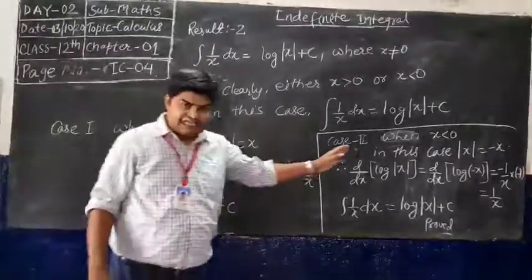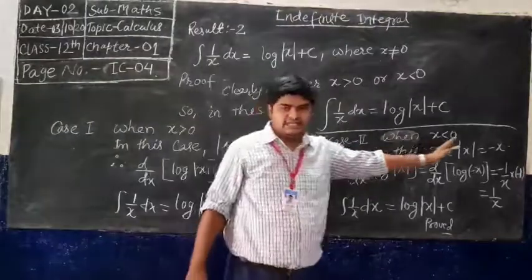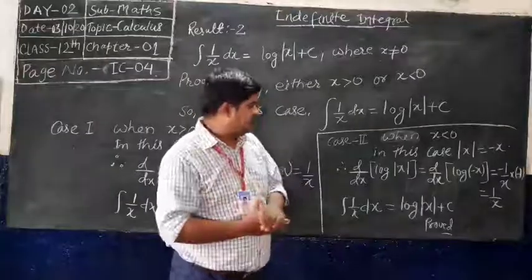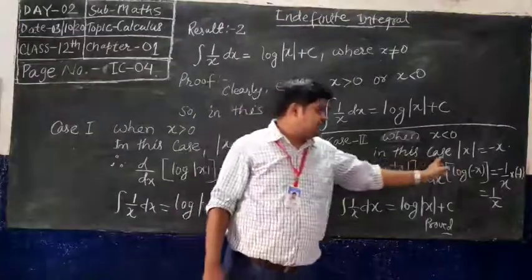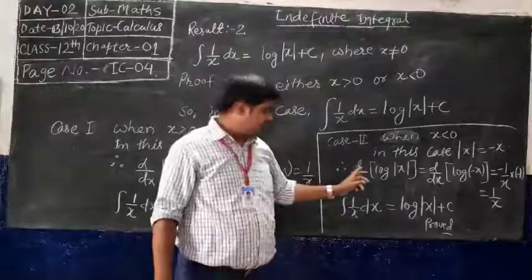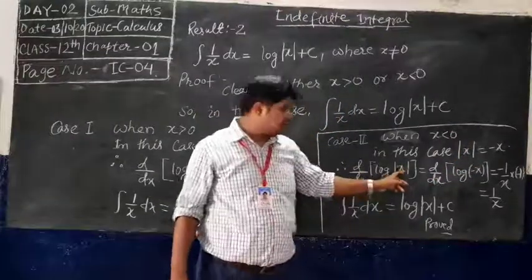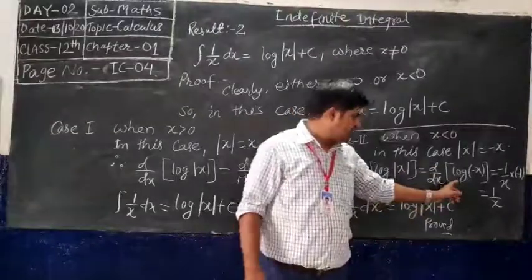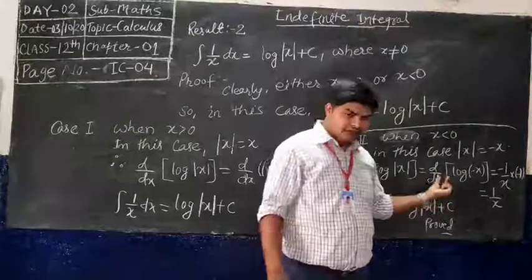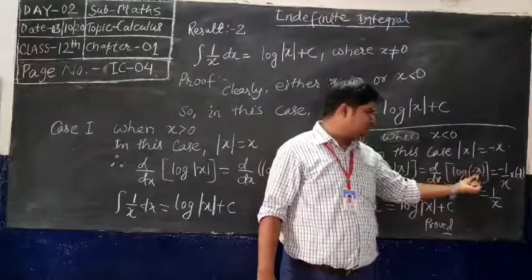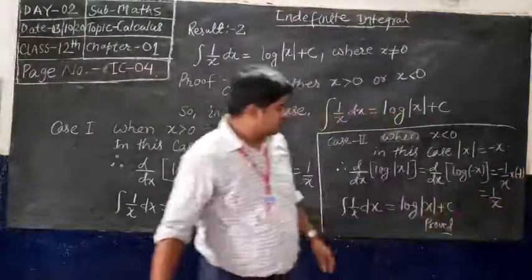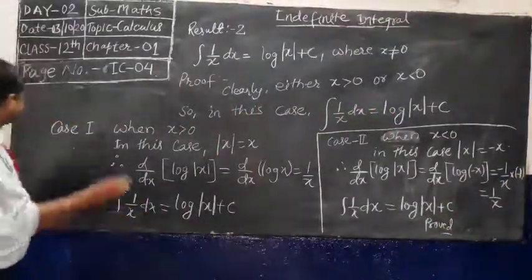In case 2, when x is less than 0, that means the value of x is negative. In this case mod of x is equal to minus x. So the derivative of log mod x is equal to the derivative of log of minus x. And the differentiation of log of minus x is equal to minus 1 by x into minus 1. Let us see how it is possible.